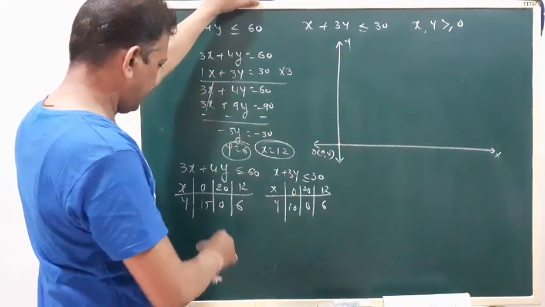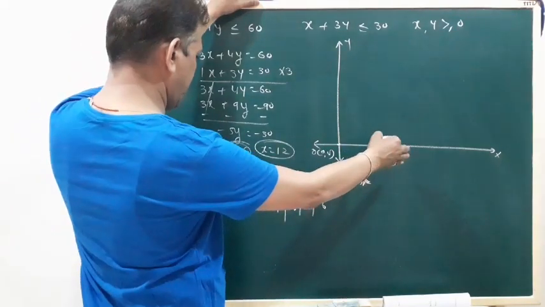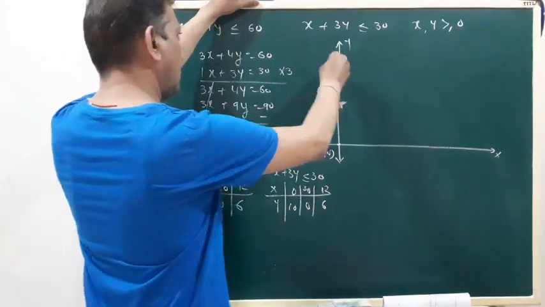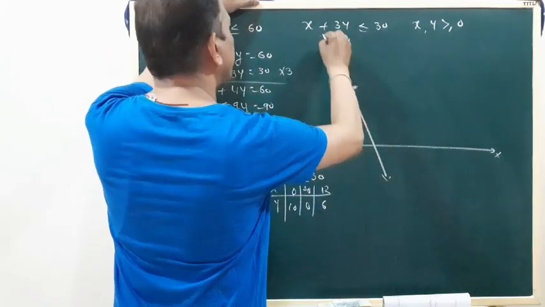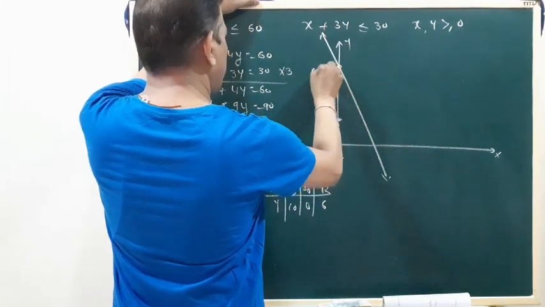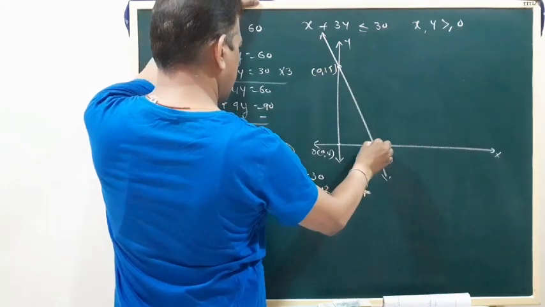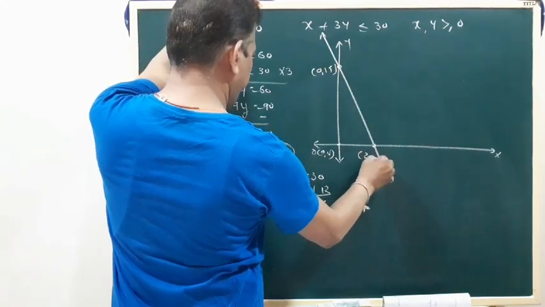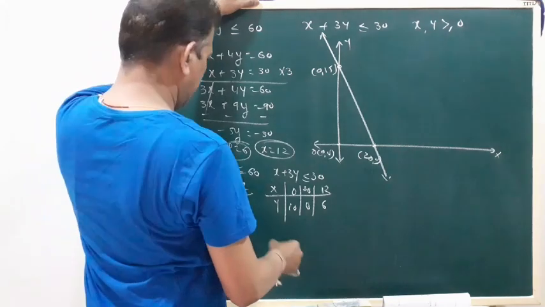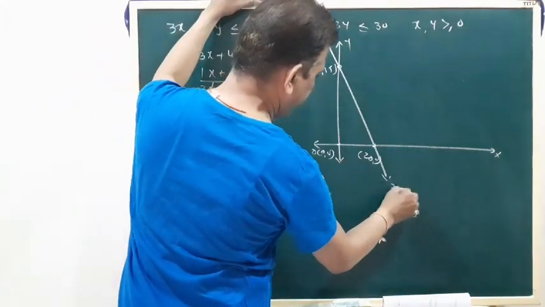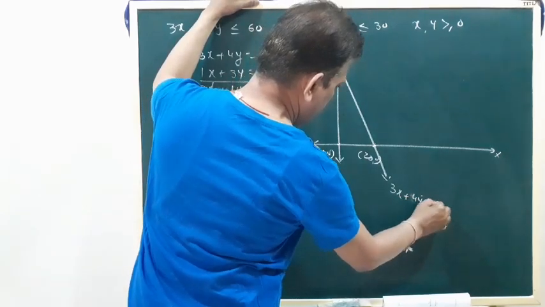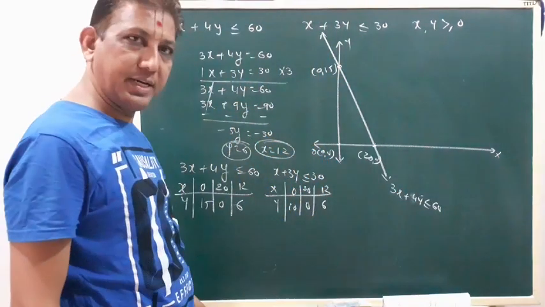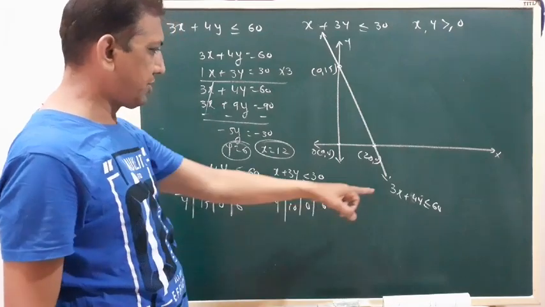Okay, (20, 0). 20 we take nearest to 0. And (0, 15). Yeah. (0, 15), (20, 0), and 3x plus 4y less than or equal to 60, right? 3x plus 4y less than or equal to 60.